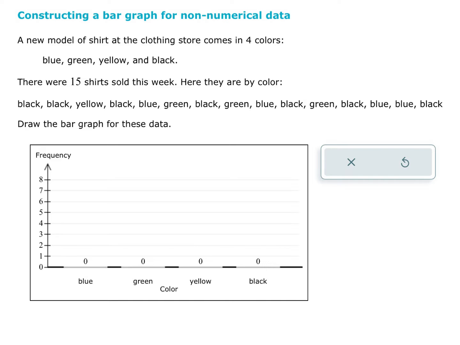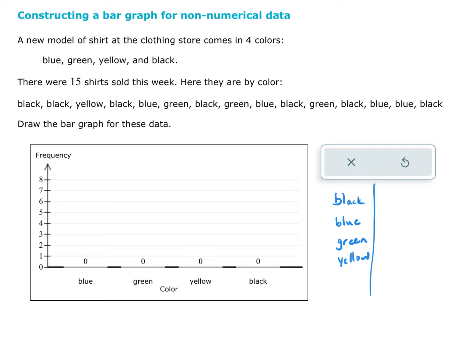So when making a bar graph like this, first thing we need to do is make our data set into a table. So I'm going to list the colors black, blue, green, and yellow, and I need to find out, basically this is called a frequency chart. I need to find out how many of each one there were.